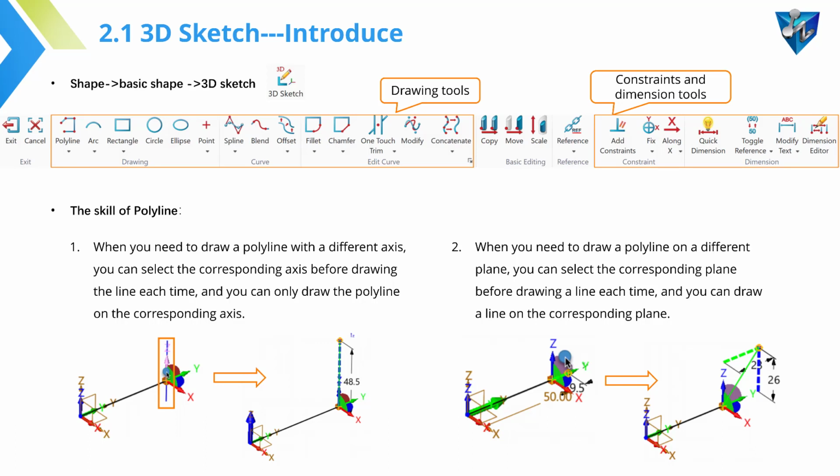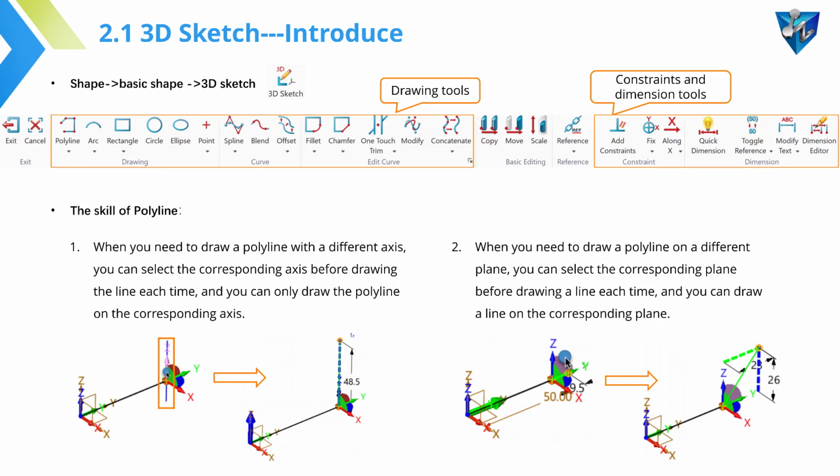So, here are some tips for creating the polyline in 3D sketch. We need to draw the polyline along different axes. You can select the corresponding axis before drawing the line each time, and therefore you can only draw the polyline on the corresponding axis. For example, for this picture, I select the y-axis first, and we can draw the line on the y-axis.